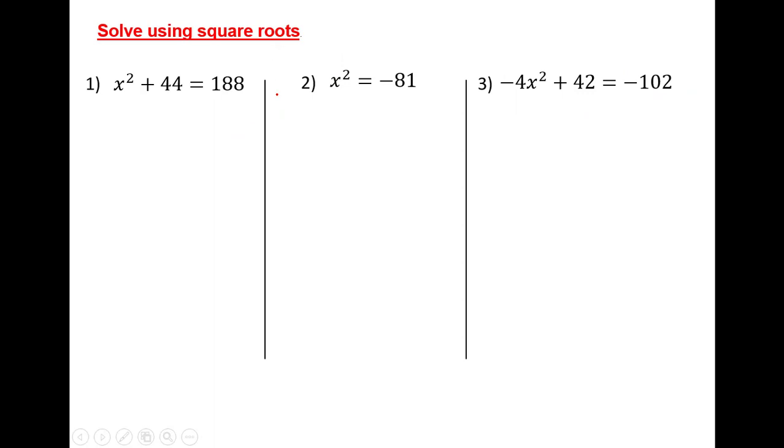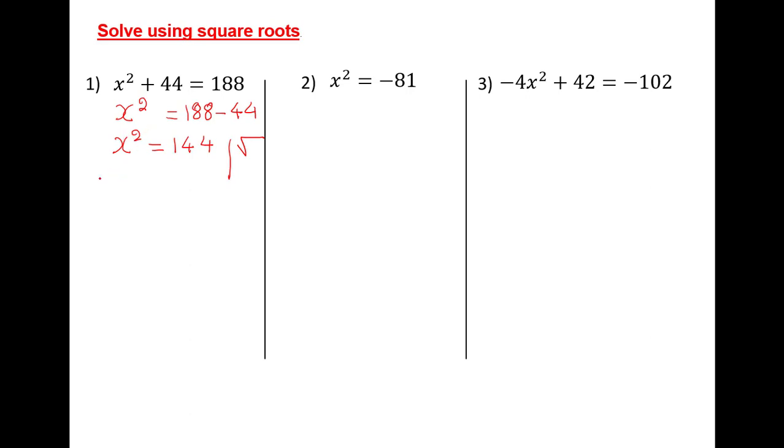Now, solve using square roots. Whenever I see that I have a term squared and the others are simply numbers or constants, I begin to think about taking the square root. First, I isolate my x squared and I move the 44 to the other side of the equal sign to be negative 144. Then I take the square root of both sides because I want simply x, not x squared.